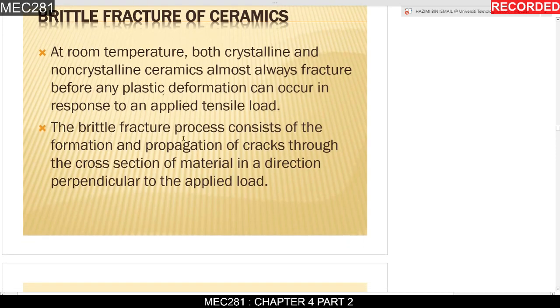Okay, the brittle fracture process consists of the formation and propagation of cracks through the cross section of material in a direction perpendicular to the applied load. So dia akan depends on the applied load kepada material tersebut. Kalau contoh pecah, so load dia daripada bawah ke atas lah kan. So dia akan pecah based on that direction.